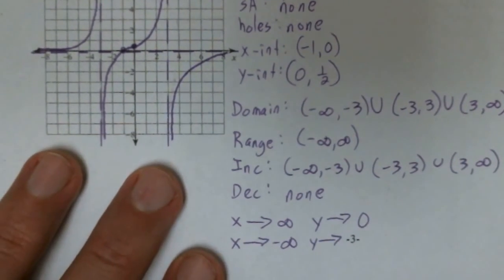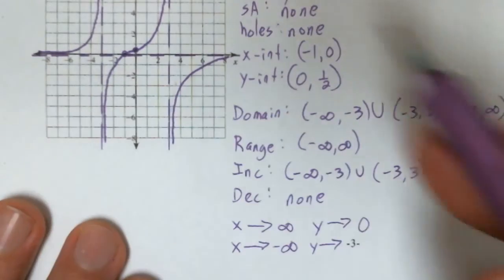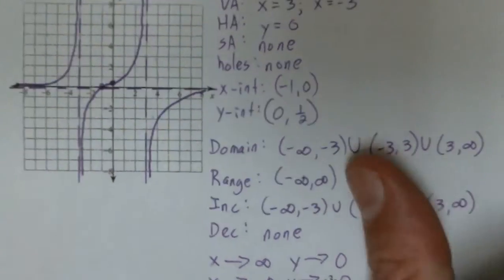Y is approaching 0. On the other side, as the x values get less and less, my y values are approaching the same horizontal asymptote. They're approaching 0. Okay.